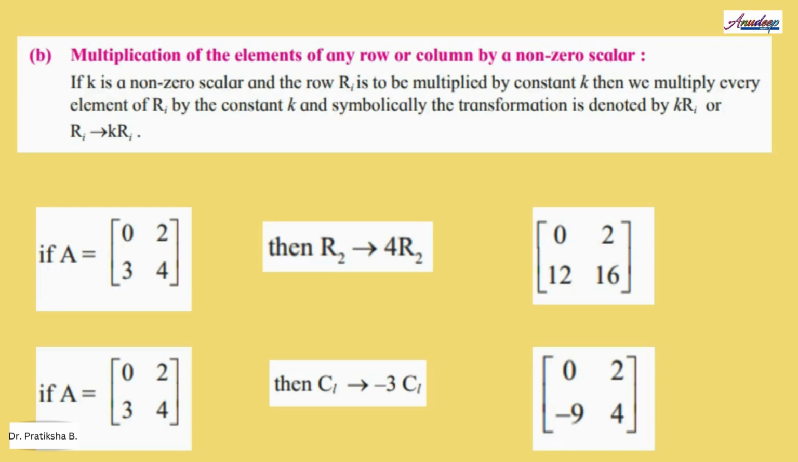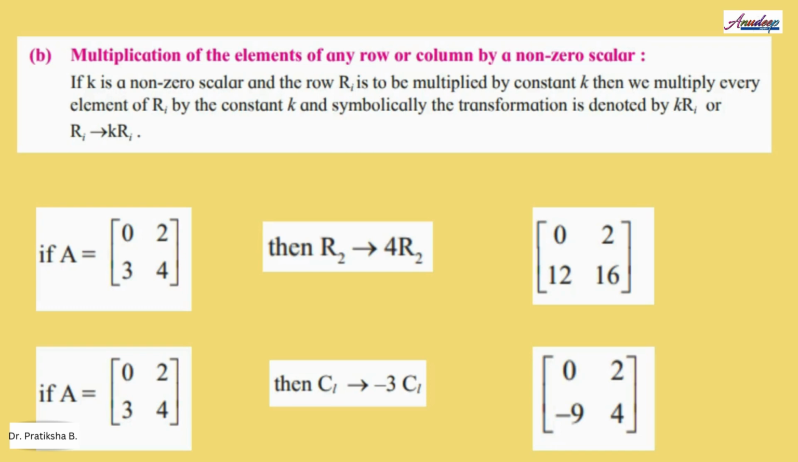For example, as you can see on the screen, A is a matrix with the elements 0, 2, 3, 4. Then if I follow the row operation R2 changes to 4 times R2, the second row elements should be multiplied by the non-zero scalar 4. As you can see, the first row is intact, 0, 2. But the second row, 3 is multiplied with 4 because k is 4 here. So 3 fours are 12 and 4 fours are 16. That is how the operation works.